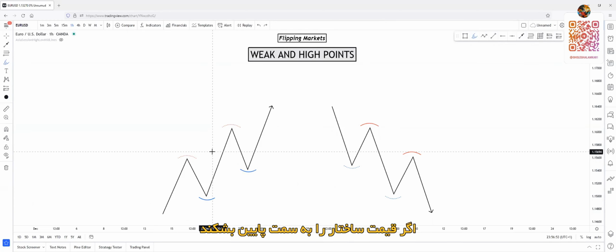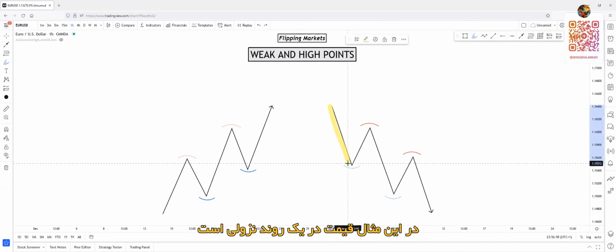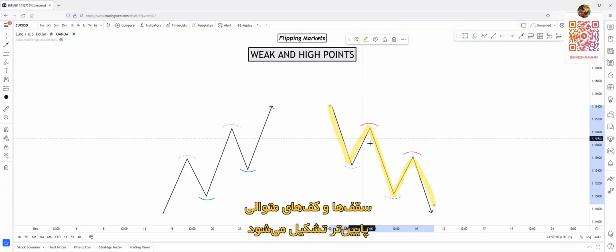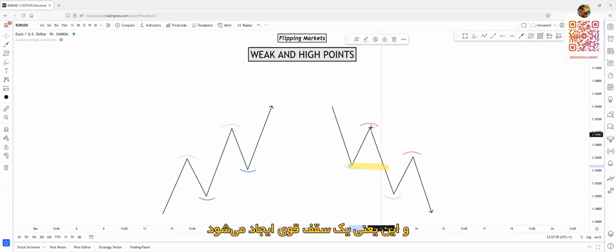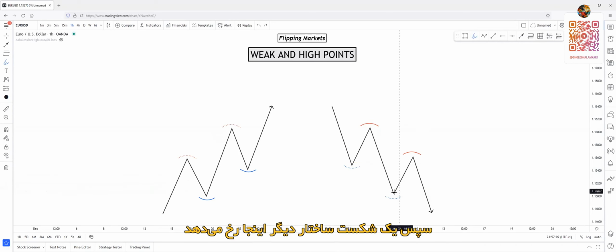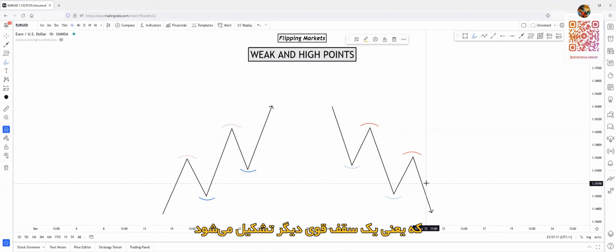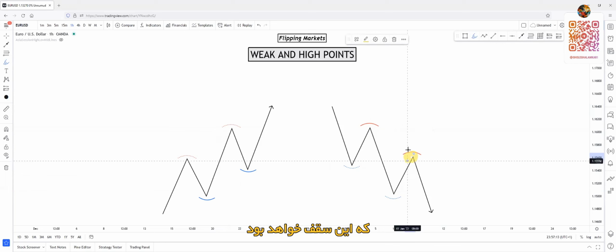In a bearish example, if price breaks structure to the downside, it will create a strong high. So in this example, price is moving in a downtrend, creating a series of lower lows and lower highs. Price broke structure to the downside here. This means it created a strong high. This will be a strong high point. It created another break of structure here. So this means it created a new strong high, which will be this one.